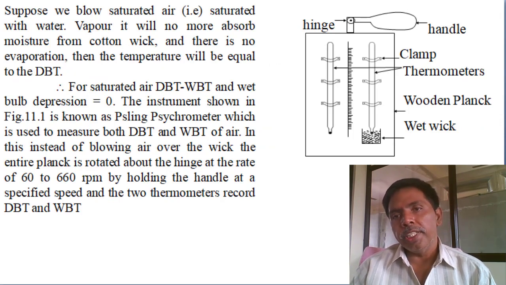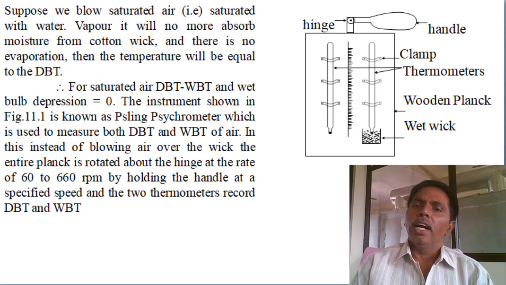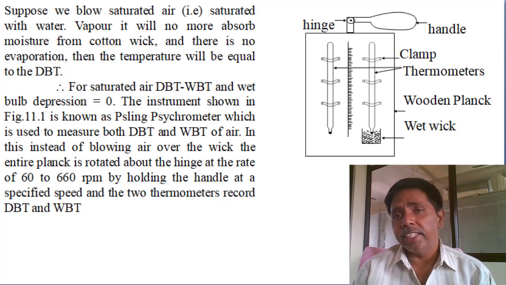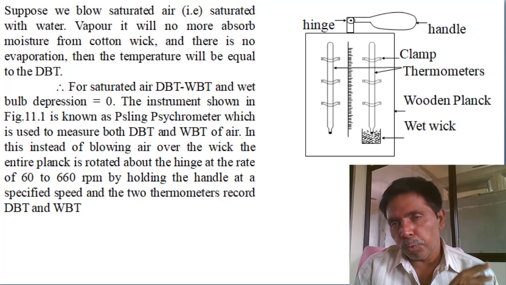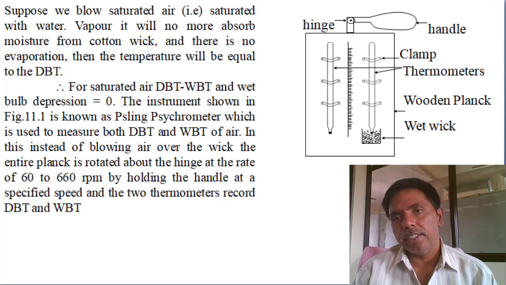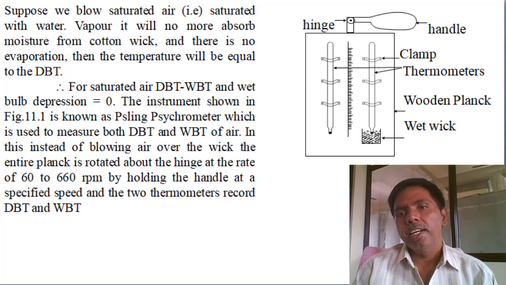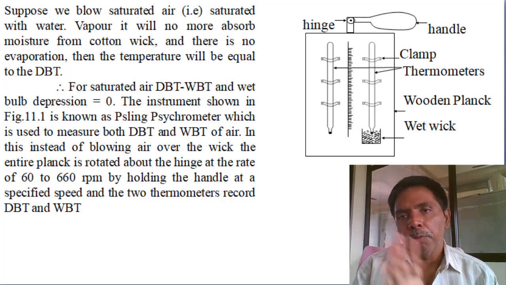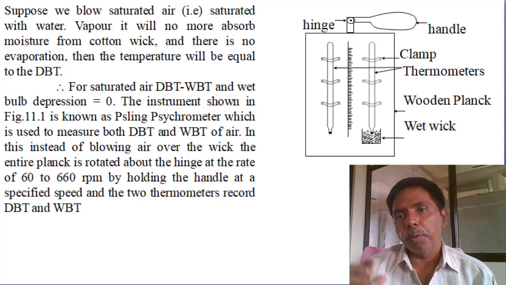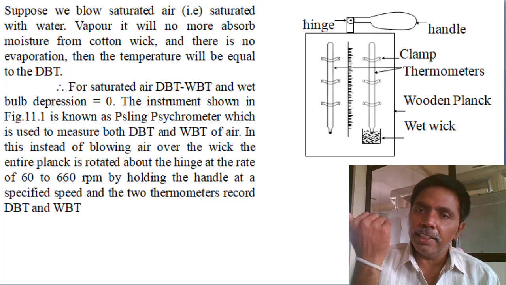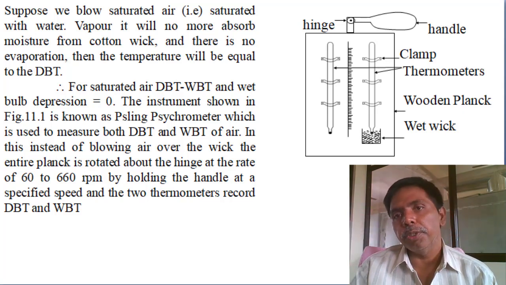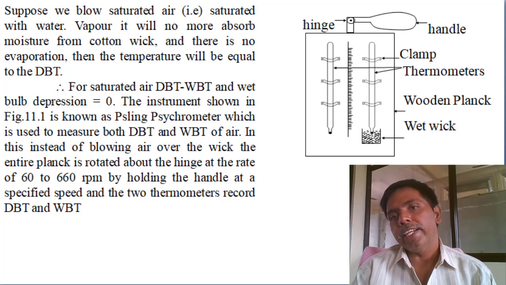Whenever we move to any industry for energy auditing or designing of a refrigeration and air conditioning system, there is generally one weather station. Once we visit that weather station, it is just one wooden plank with clamps and two thermometers. That's all. One thermometer bulb is covered by a wet wick. With this, we can extract any psychrometric property and design any air conditioning system.